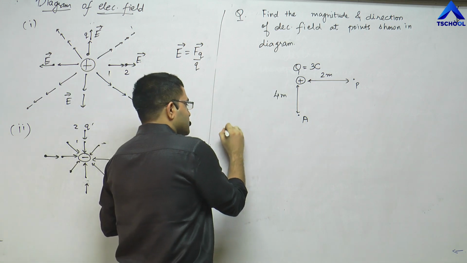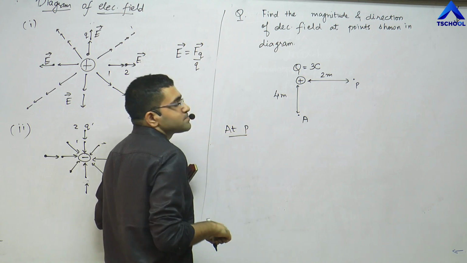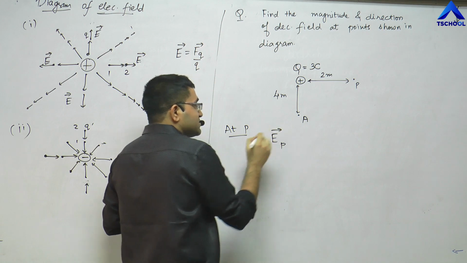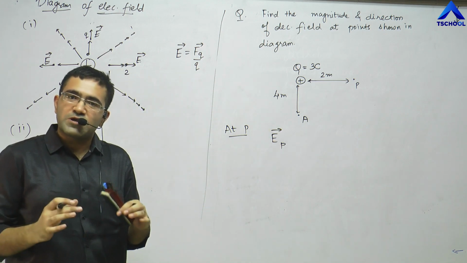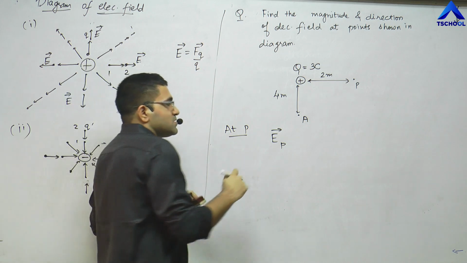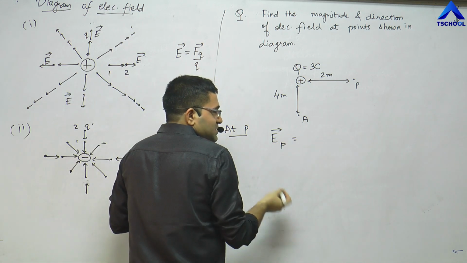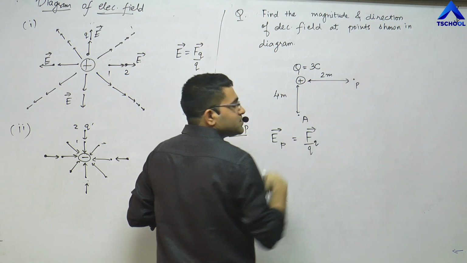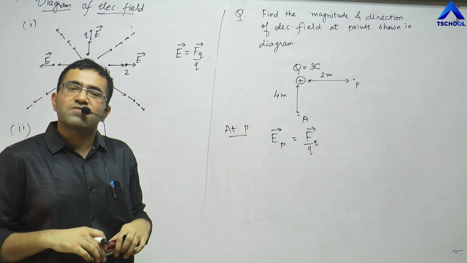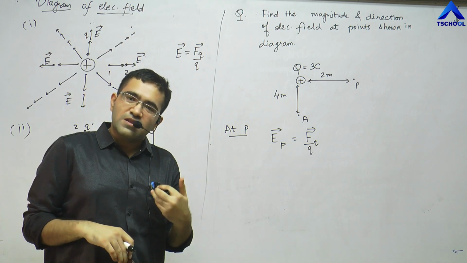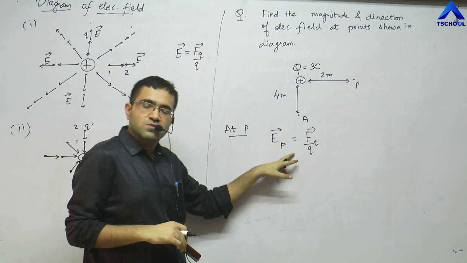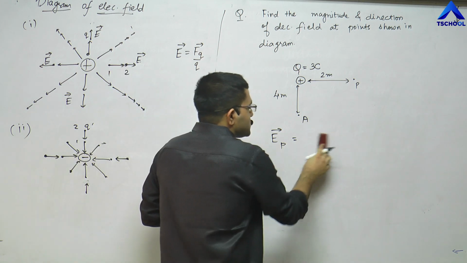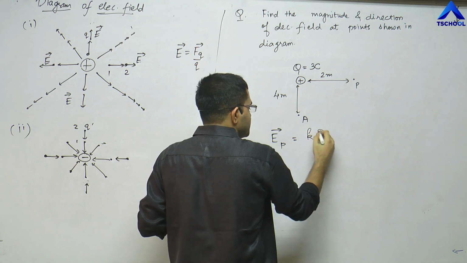So let's start, first of all, at P. Electric field at P. Don't forget the electric field is a property of that point in space, right? So electric field at P can be found by putting a test charge over there, finding the force that acts on it, and then dividing that force by the charge q again, and I'll get what I want. But now we're going to use the formula.